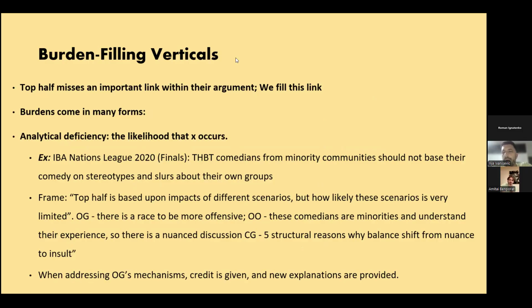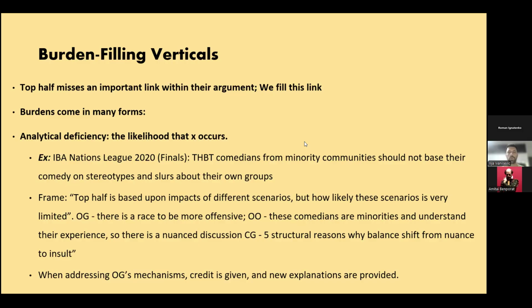Okay, hi everyone. So I'm going to start with talking about the first type of the verticals, which is burden filling verticals. So as you know, nomen est omen, what does it mean? Is it in the name? Basically, this is sometimes where top half misses an important link within their argument. So you as the closing half fill in this link, and basically by proving this link, make either impacts to this argument more likely or bigger or something like that.